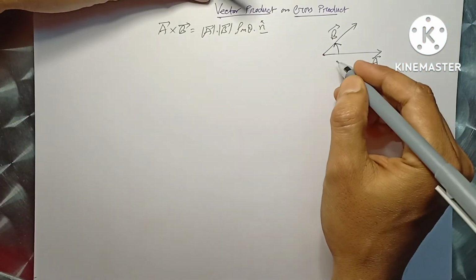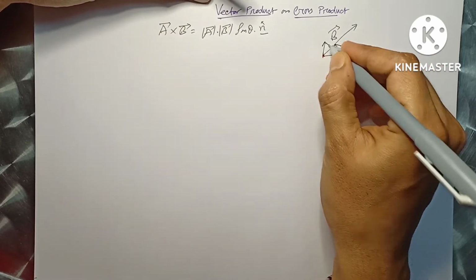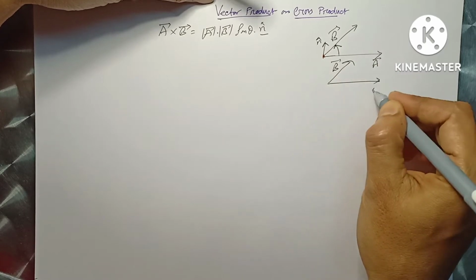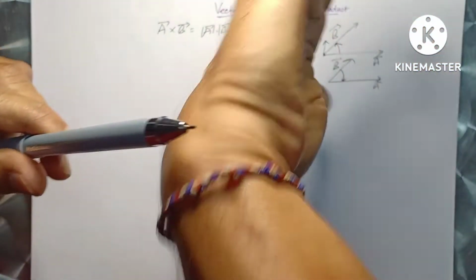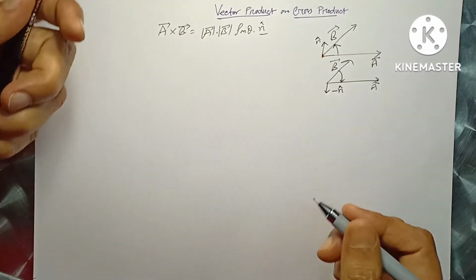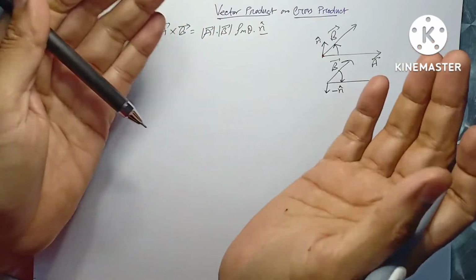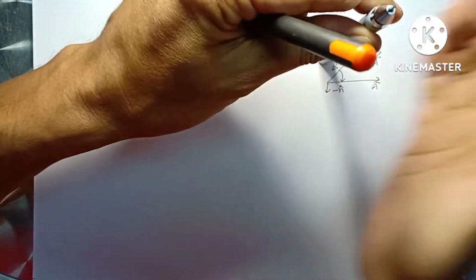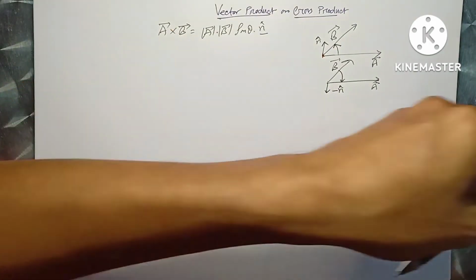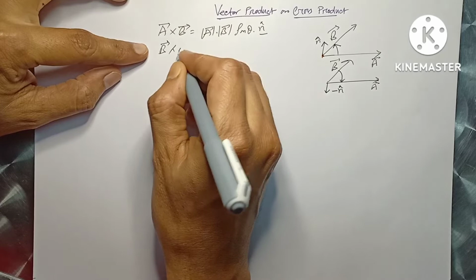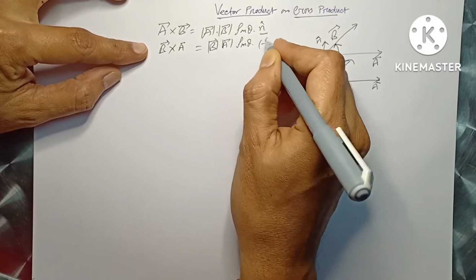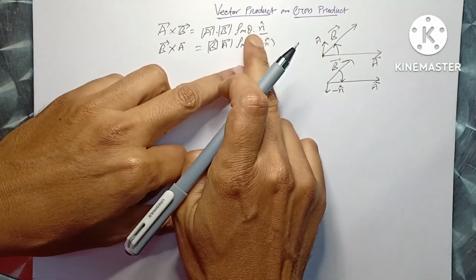So we can write n cap is the unit vector: A cross B means n cap upward, and for B cross A, the direction of the screw is down. In this case we can write it as minus n cap. So A cross B is not equal to B cross A, because A cross B is directed upward perpendicular to the plane of the paper, and B cross A is directed downward perpendicular to the plane of the paper. Those are opposite directions. So we can write B cross A equal to mod of B, mod of A, sin theta into minus n cap, which is another unit vector directed opposite to the n cap.